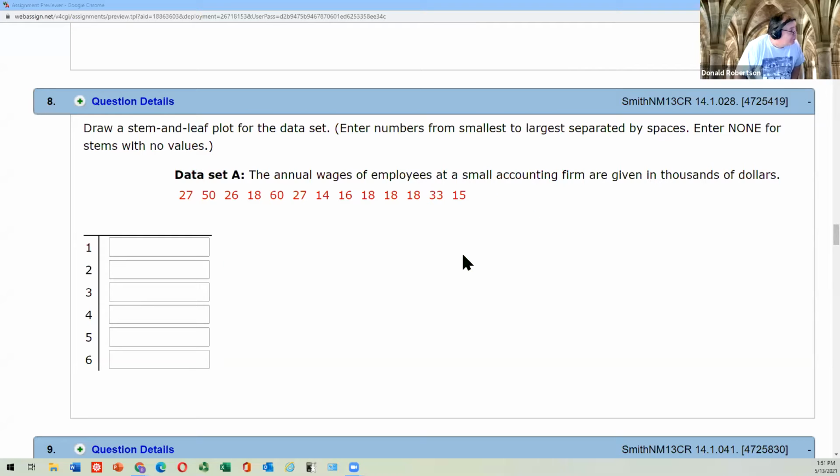Hopefully you're looking at question 8, which is draw a stem and leaf, right? So this number here is 27. That means you put a 7 here. This number is 50, so you put a 0 here. This number is 26, so you put a 6 here. The next number is 18, so you can put an 8 here.